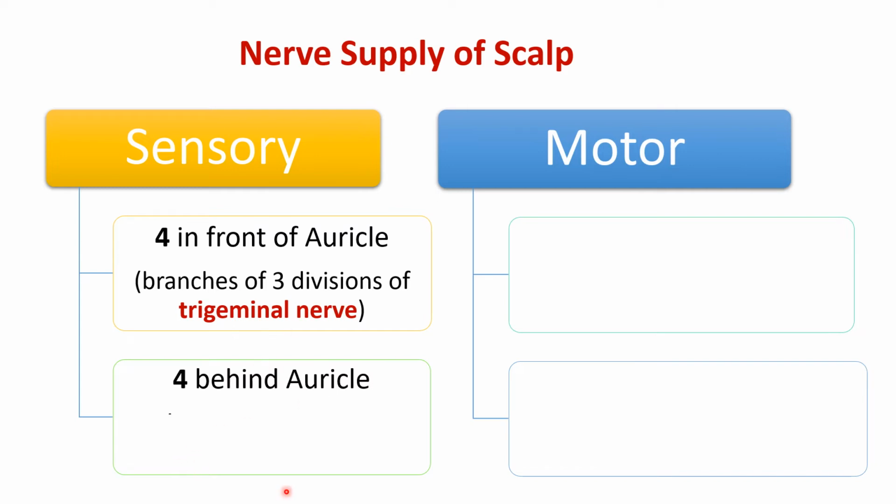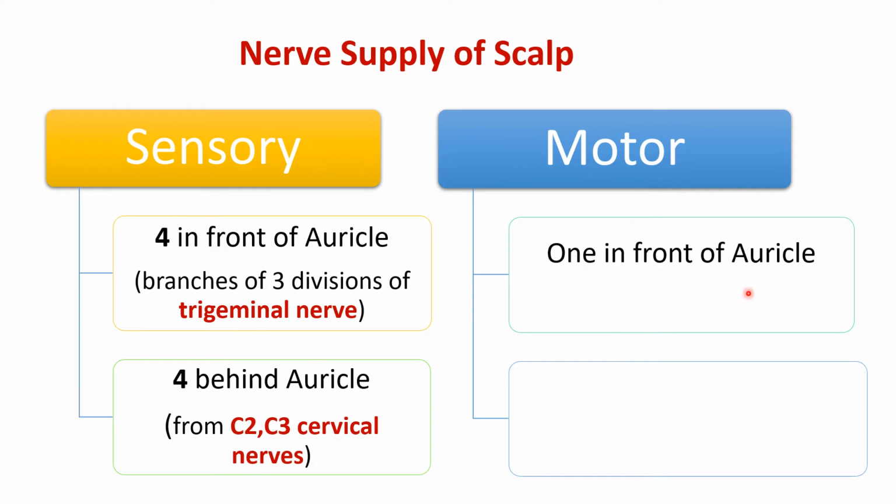Then 4 behind the auricle. Behind the auricle, these branches will be coming from C2 and C3 cervical nerves. So it is easy to remember. If you put your hand on the posterior aspect of the scalp, the lower part of the hand is touching the neck. So that way you can remember. This will be supplied by C2, C3 cervical nerves. Now you must be wondering, where has C1 gone? This is very, very, very important. You must remember that C1, the first cervical nerve, does not give any cutaneous branch. There is no cutaneous branch from the C1 cervical nerve. So this is simple.